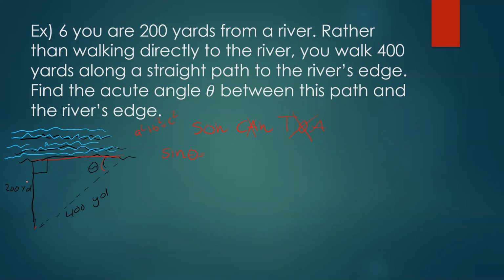because sine of theta is exactly what we have. Opposite side, so my opposite side is 200 over the hypotenuse, and my hypotenuse is 400. So the zeros cancel, so you're left with sine of theta equals 2/4, which can be reduced by 2, right? So you can actually stop here.